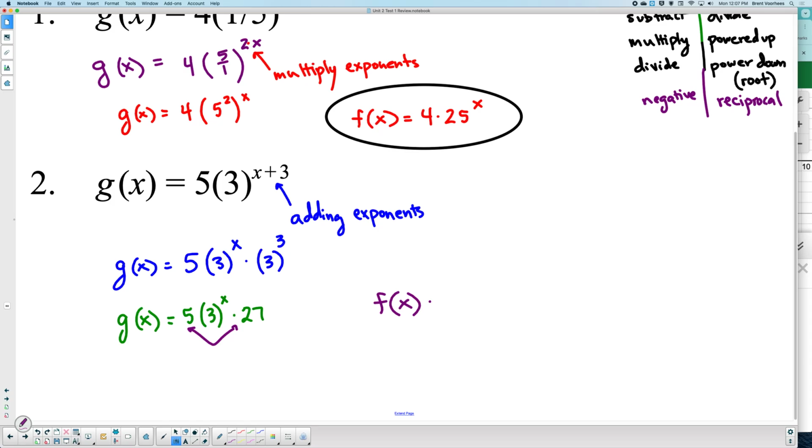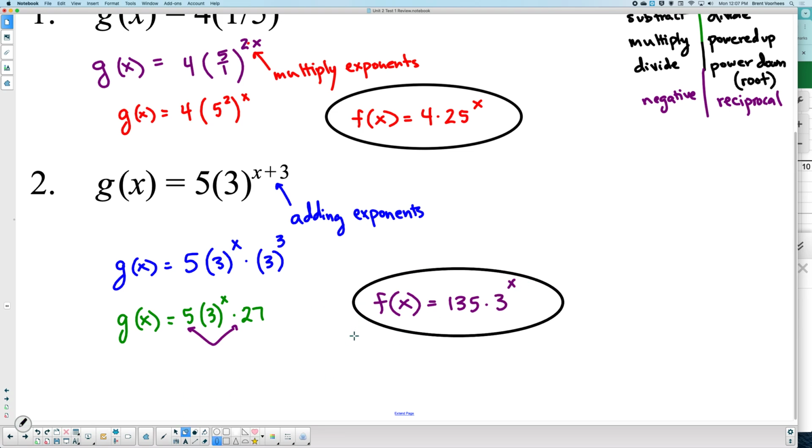Once again, it said to write the answer as f of x. 135? That's some good math. 135 times 3 to the power of x.